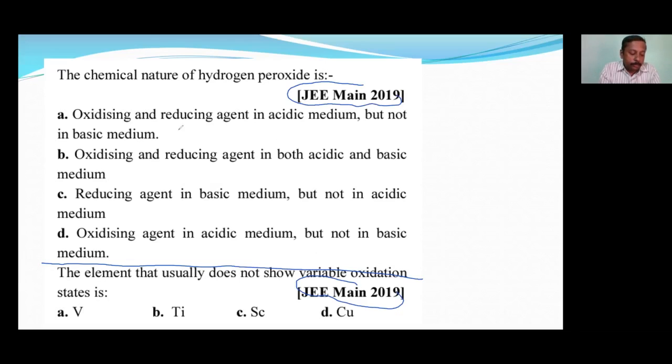Okay. Now start answering the 10th question. The answer will be B: oxidizing and reducing both in acidic and basic medium. Next question, it is C, which does not show variable oxidation state because it contains only +3 oxidation state. Scandium shows only +3. Vanadium can show +2 as well as +3, +4 and +5. Titanium can show +2, +3. Only for additional information I am telling you. What is the reason? Only 2 electrons and 1 electron. Copper is already famous: it shows cuprous +1 and cupric +2. Okay. Now let's see the next one.